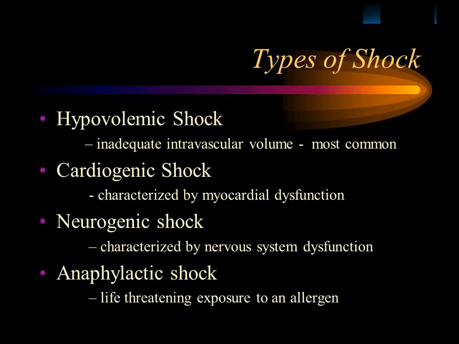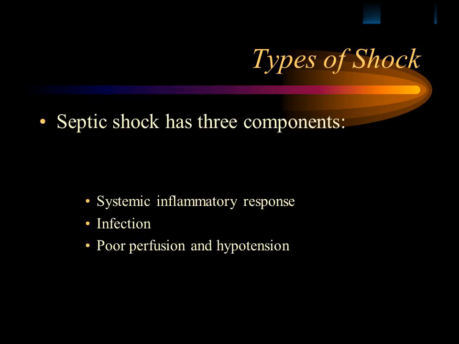Types of shock: hypovolemic shock, cardiogenic shock, neurogenic shock. Hypovolemic shock: inadequate intravascular volume, most common. Cardiogenic shock. Characterized by myocardial dysfunction. Neurogenic shock. Characterized by nervous system dysfunction. Anaphylactic shock. Life-threatening exposure to an allergen. Types of shock. Septic shock has three components.